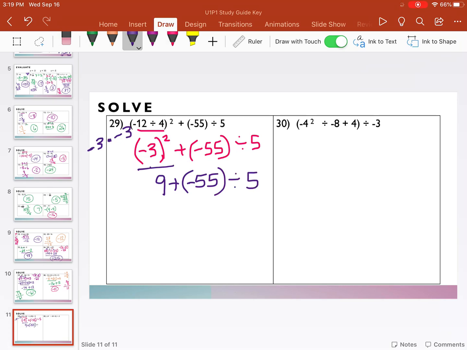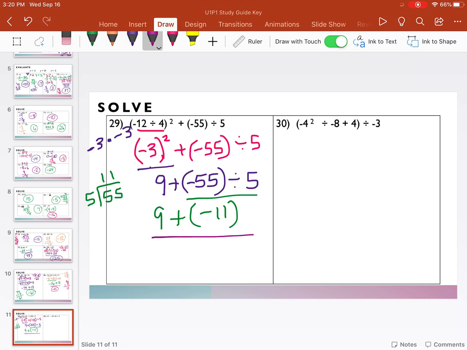Okay. So parentheses are done, exponents done, multiply, divide. So I have division right here, 55 divided by 5, which goes in 11 times. Negative divided by positive is a negative. So I have negative 11, bring down my plus 9. And I can do this step finally. So positive 9 plus a negative 11, different signs subtract. So 11 minus 9 is 2. The larger number was the negative 11, so it's negative 2.